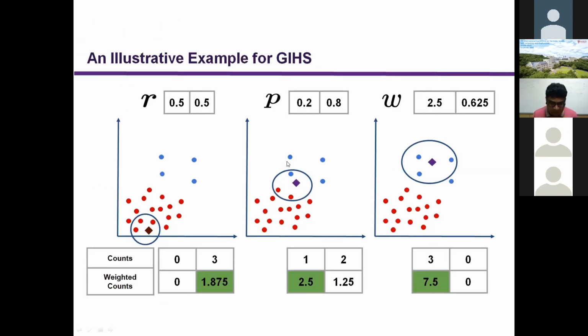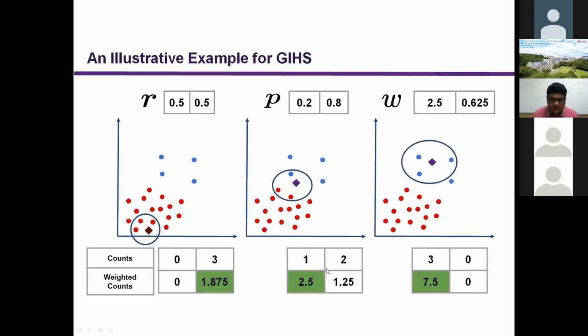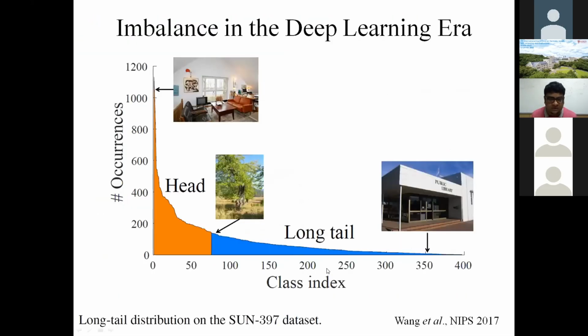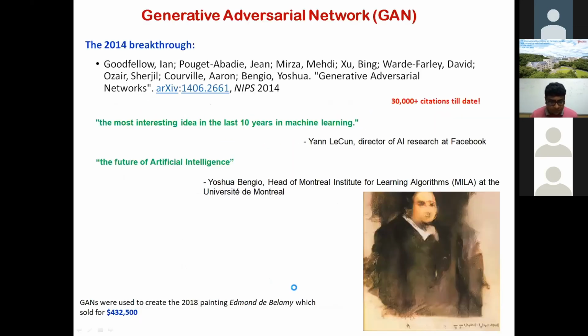Class imbalance is very much there in the deep learning era as well, especially in many image data sets where we have such a long-tailed distribution of images. Some images appear a very small number of times compared to many other images which appear a high number of times, or similar images. SUN 397 is a benchmark data set for multi-class class imbalance handling. In this particular work, which was published in the ICCB 2019 conference, we came up with a GAN-based oversampling technique.